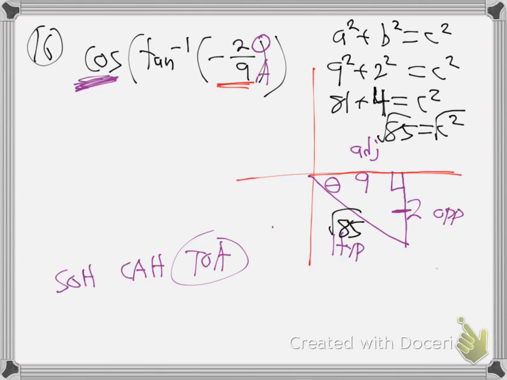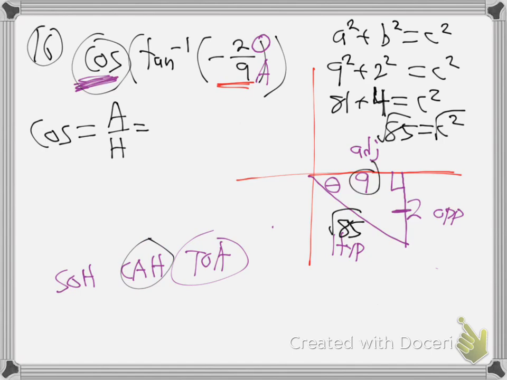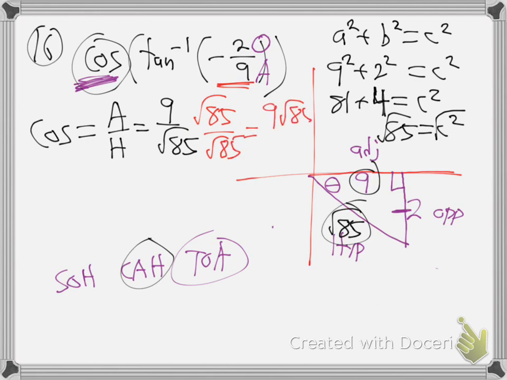Good, and then cosine is what I want in the end. Cosine, so CAH, is adjacent over hypotenuse. So adjacent, 9, over hypotenuse, root 85. It is positive, as we already knew it was going to be. But can't leave a root on the bottom. So multiply top and bottom by root 85. You get 9 root 85 over plain 85.